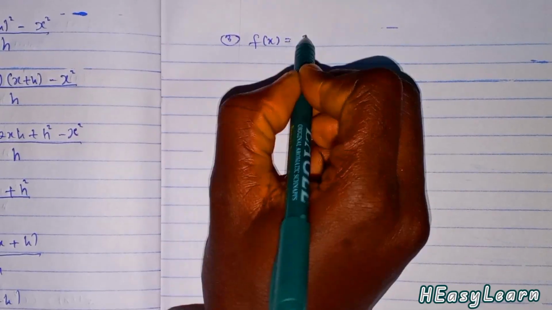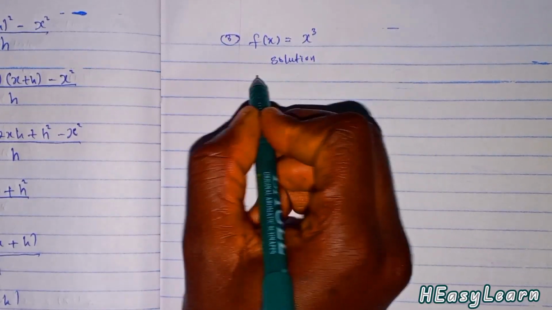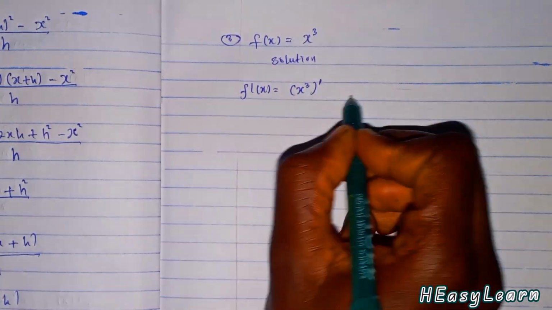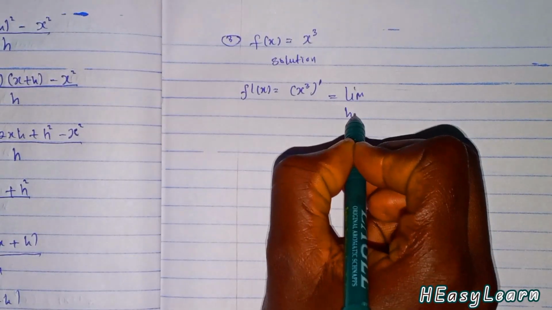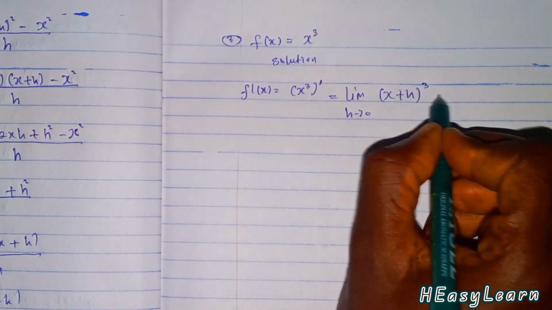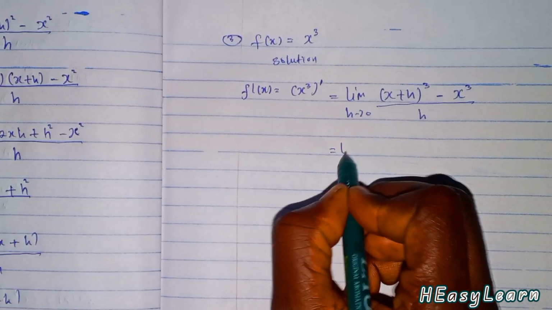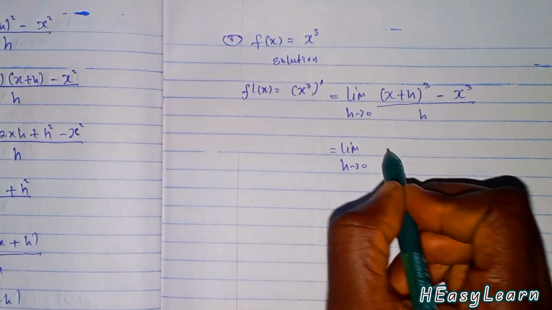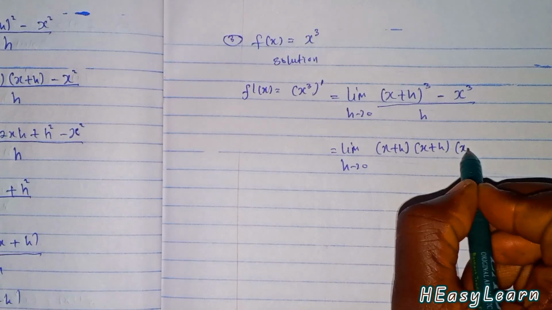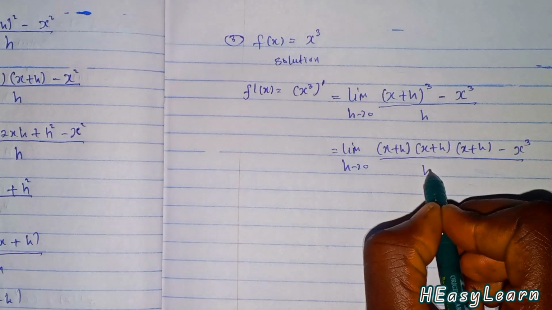f of x equals x to the power of 3. To use first principle to find the derivative, f prime of x equals x cubed prime, the limit as h approaches 0 of x plus h to the power of 3 minus the original function over h. This is the same thing as the limit as h approaches 0 of x plus h times x plus h times x plus h minus x to the power of 3 over h.